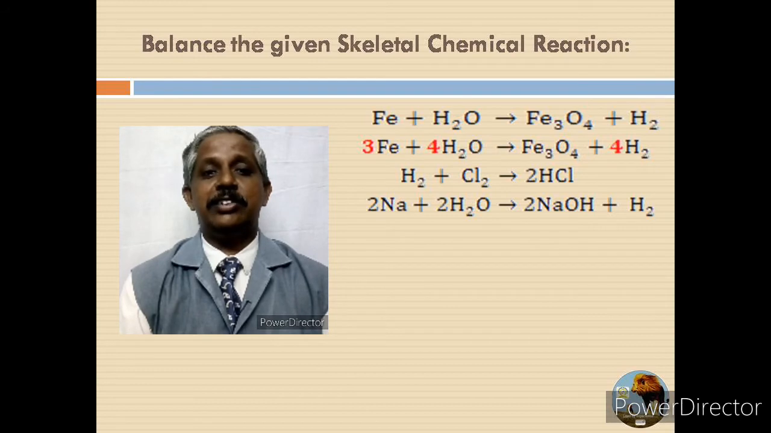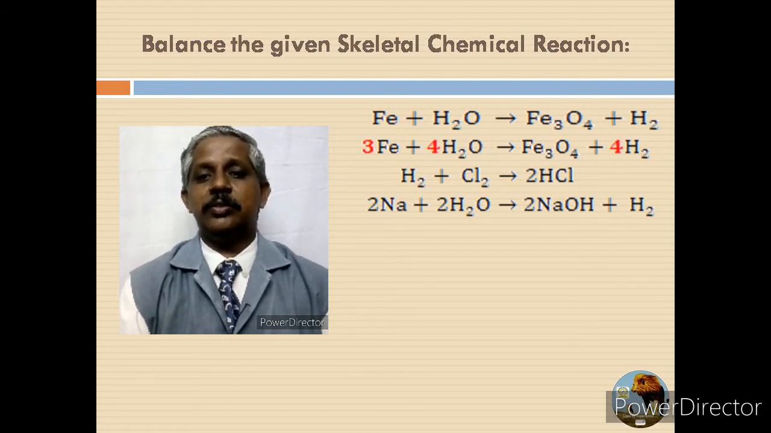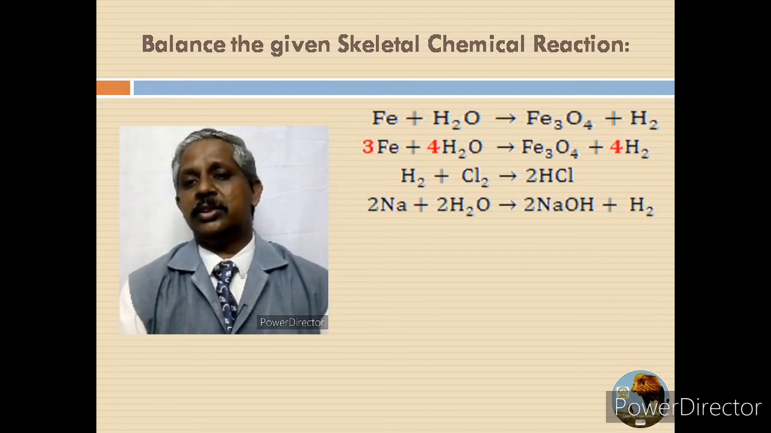Now let us see the balancing of a skeletal chemical reaction here. I have on the left hand side iron plus water, which is going to give you iron oxide plus hydrogen.